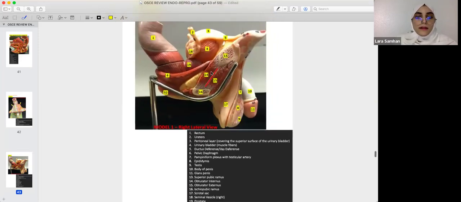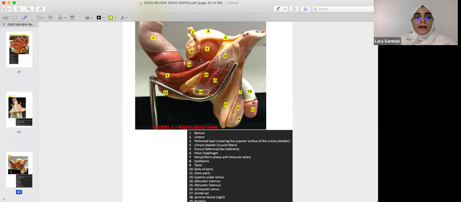So we have in here the muscle, number 14, which is basically the obturator internus muscle. If you have obturator internus, we should also have the externus. So in here, this is the obturator externus muscle. We have in here the urinary bladder, as I said previously. Okay, and I guess that's mainly it in this picture.